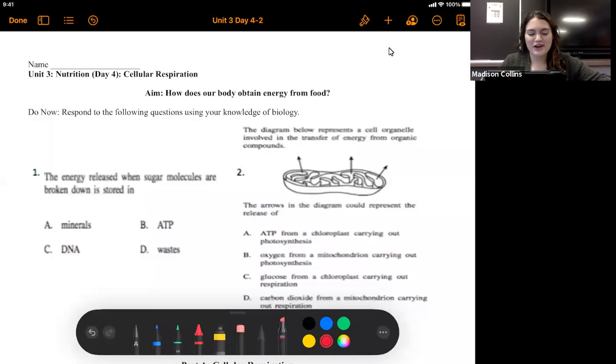Welcome back. We are now on to day 4 of Unit 3. So we're still talking about nutrition, but today we're going to be focusing on cellular respiration and what that looks like on a cellular level.